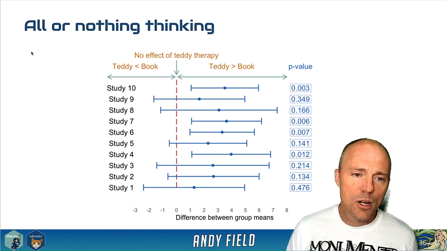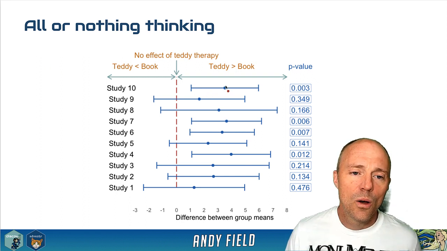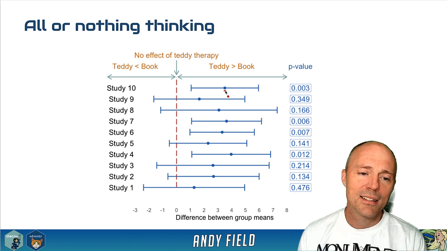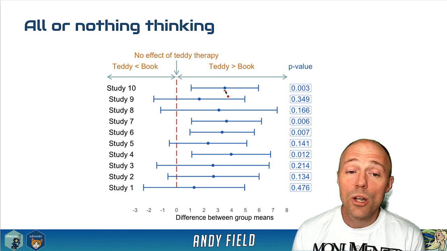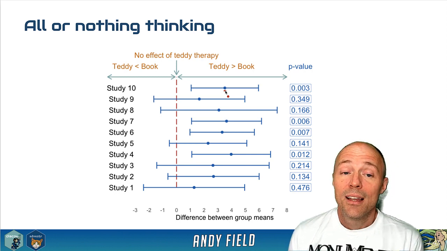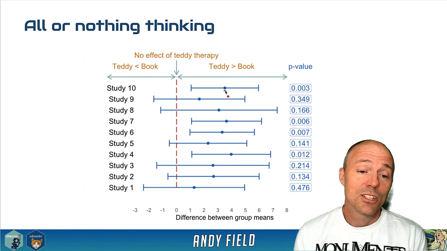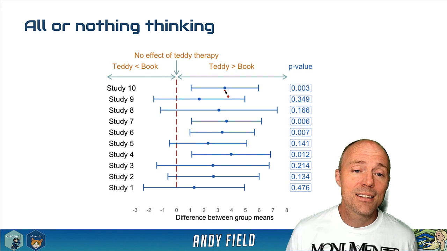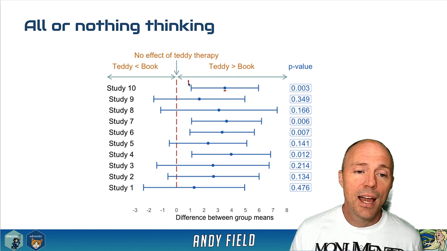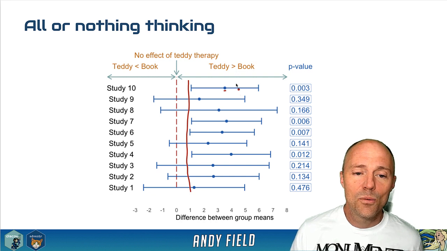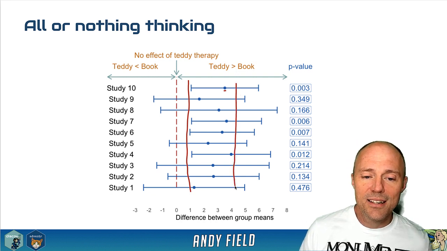So, for example, all of the dots, all of the point estimates in every study, fall to the right-hand side of 0. So every study shows an effect where self-esteem is higher in the teddy condition than the book condition. So there is actually a lot of consistency. And all the effects are within a fairly narrow range.